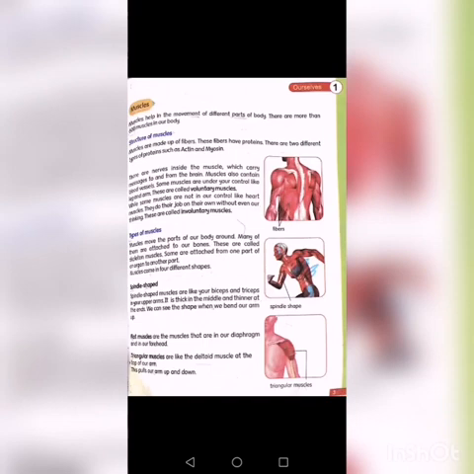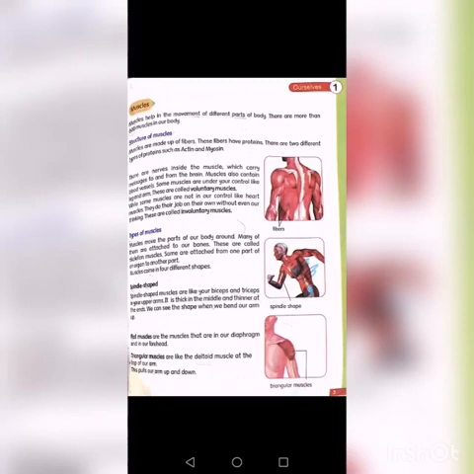Muscles help in the movement of different parts of body. There are more than 600 muscles in our body. So next one is structure of muscles. Muscles are made up of fibers. These fibers have proteins. There are two different types of protein such as actin and myosin.